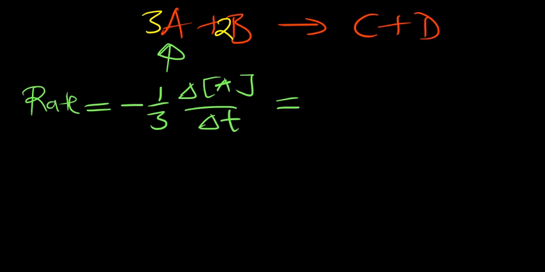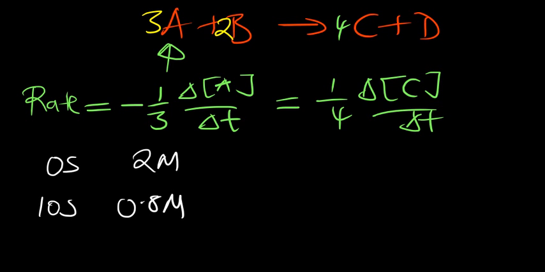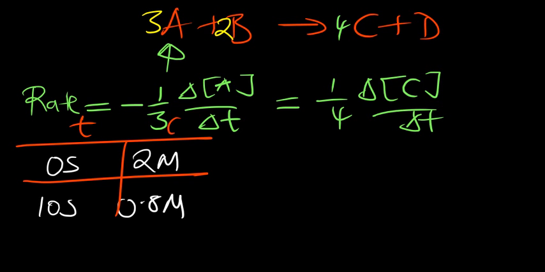If I'm going to give it in terms of B, it will be negative 1 over 2. If I'm going to give it in terms of C, it's going to be 1 over 4 change in concentration of C divided by the change in time. So if I'm given data to say, between 0 seconds and 10 seconds, and then I'm told 2 molar concentration, 0.8 molar concentration, know that this is your time and that is your concentration. So you just end up substituting in the equation. That's exactly what we've been doing in the past 2 questions.